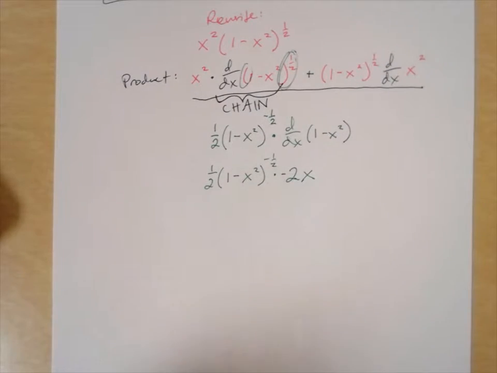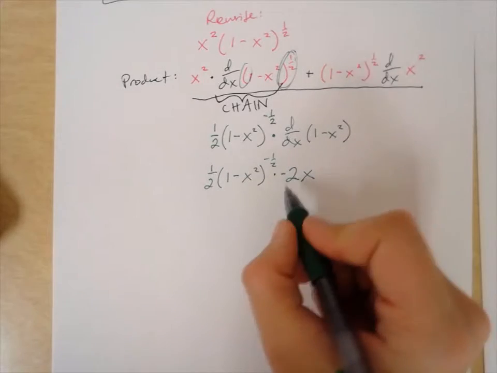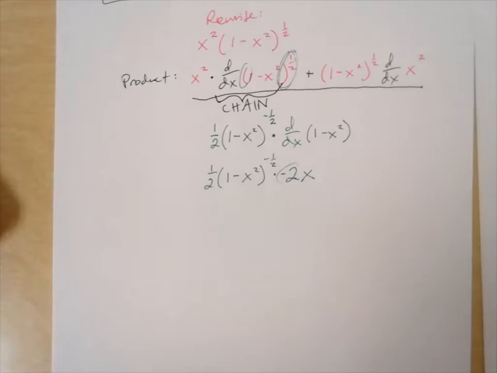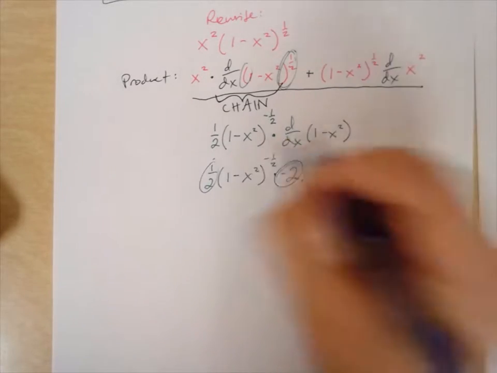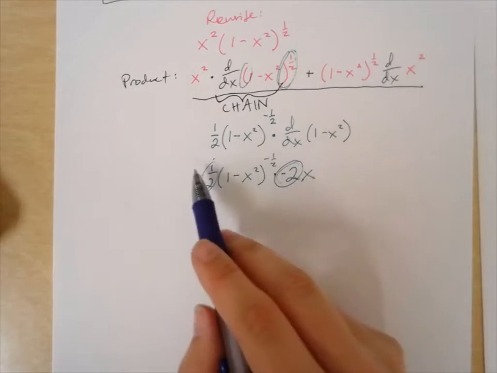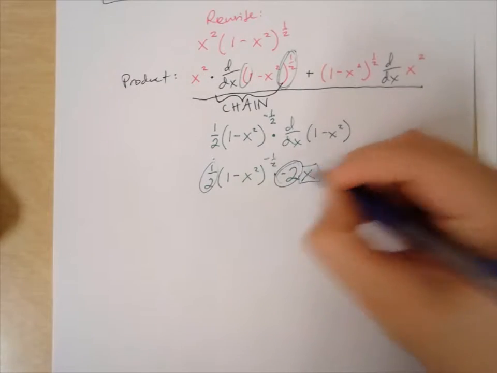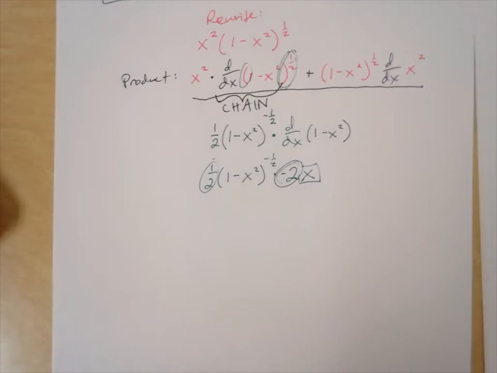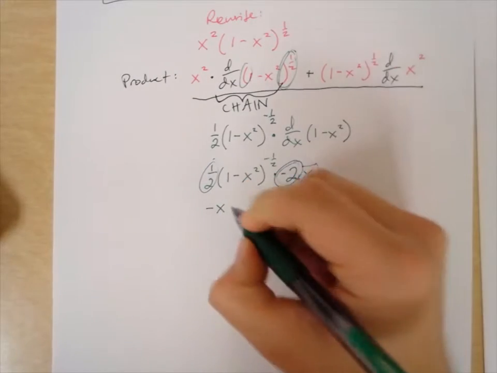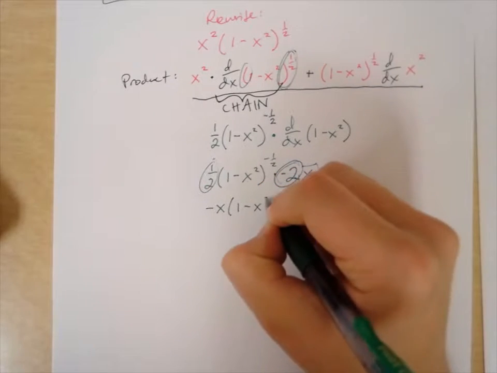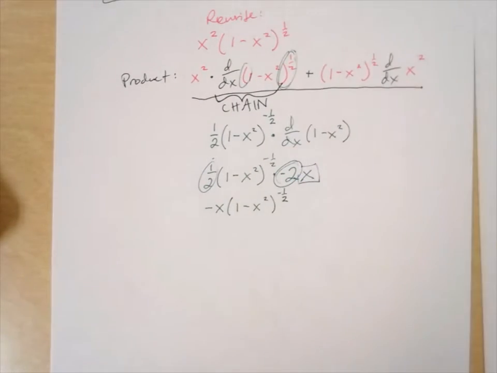Now, what we can do further is simplify. What we can get going here is that we have a -2 and a 1/2. A -2 times a 1/2 is just going to be -1. And then I also have this x out front, so when I rewrite this whole thing, I'm going to have a negative x in front of a 1 minus x squared to the -1/2.